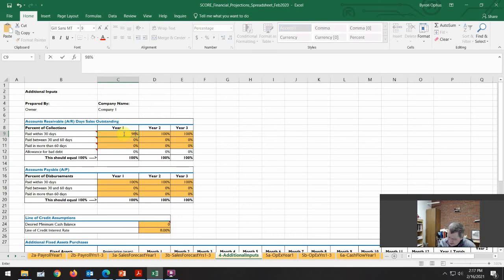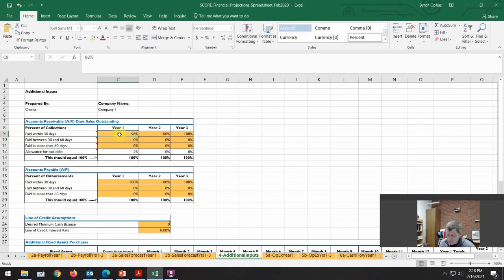I might also say, allowance for bad debt. It plugged in after I changed that to 98. It just automatically plugged in and did the math so that this would come out to 100%. That might be realistic. I might get a bad check every now and then, a few things like that could happen. So I may want to account for a little bit of bad debt.